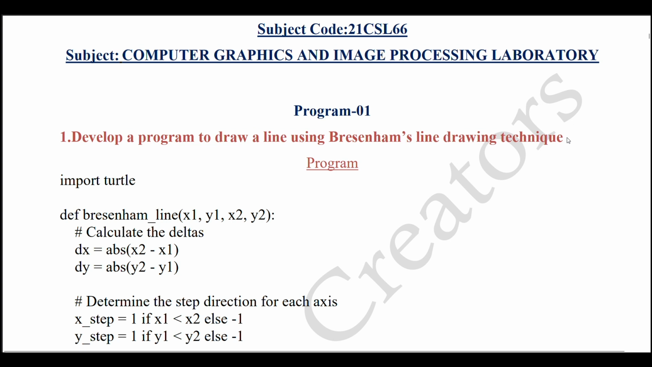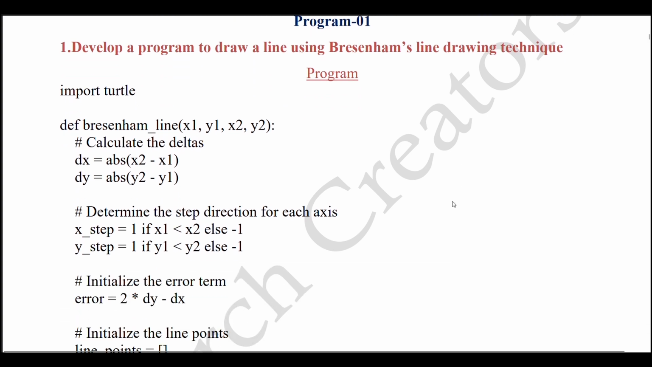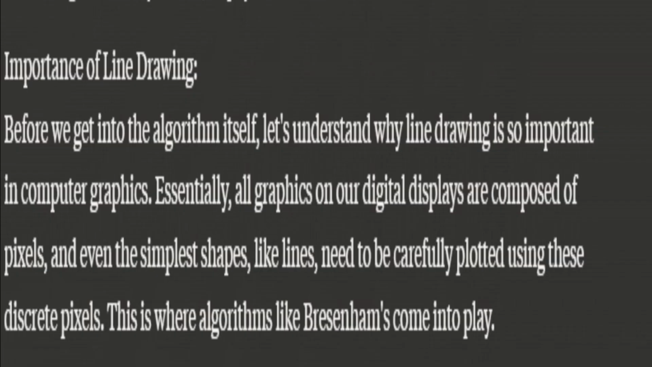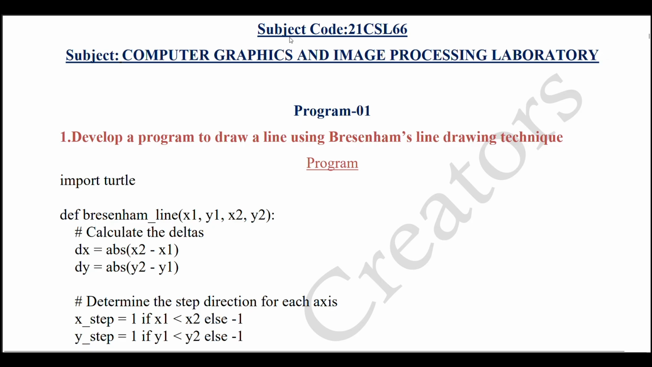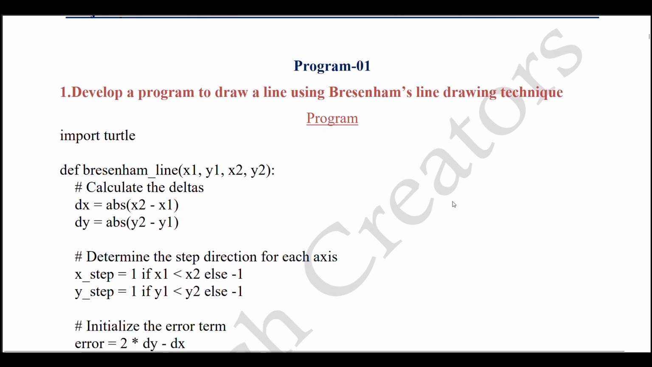Importance of line drawing. Before we get into the algorithm itself, let's understand why line drawing is important in computer graphics. Essentially, all graphics on our digital display are composed of pixels, and even the simplest shapes like lines need to be carefully plotted using these discrete pixels. This is where algorithms like Bresenham come into play. The problem is, when drawing a line on a raster display, we can't simply connect the start and end points directly. Instead, we need to plot individual pixels that approximate the line as closely as possible.